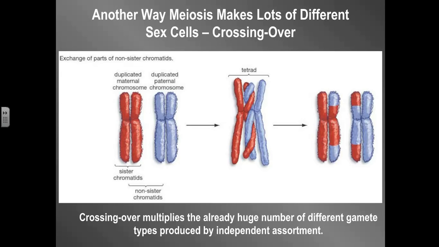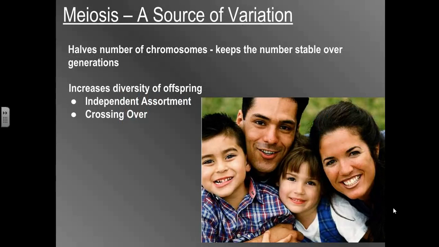Another way meiosis makes lots of different sex cells is through the process of crossing over, right? That's where, when the chromosomes line up, they actually become fragile and they break and they exchange pieces. And so you get a variety. You don't really have just an all red chromosome. You're going to have a red with some blue or a blue with some red. And that is going to increase the number of different types of gametes we could get.